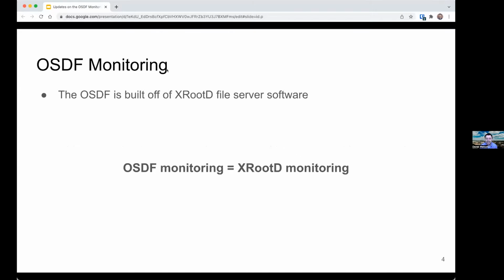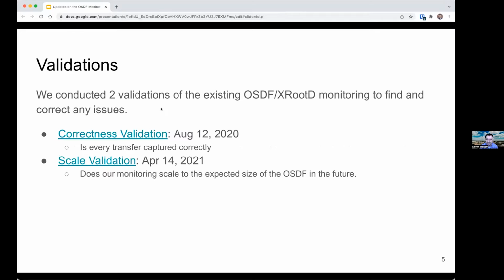So I want to clarify that OSDF monitoring is the same thing as XRootD monitoring. Open Science Data Federation caches and origins are built off the XRootD technology, and therefore we use their monitoring output. We conducted 2 validations of the existing OSDF XRootD monitoring to find and correct any issues, and I have links to these in the presentation. A correctness validation to make sure that every transfer is captured correctly through our accounting, and a scale validation to make sure that our monitoring scales to the expected size of the OSDF current and future deployments.